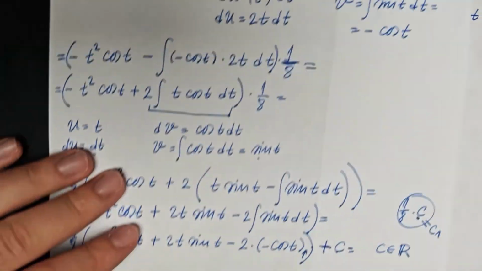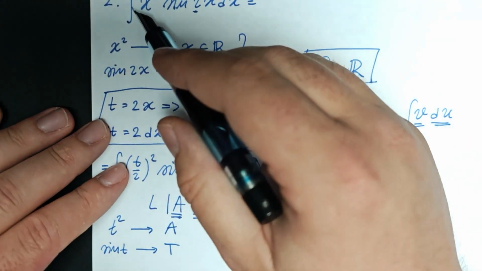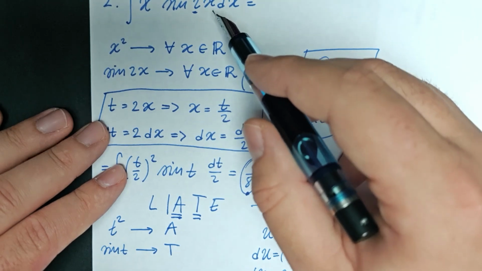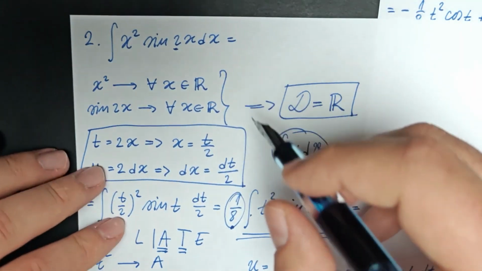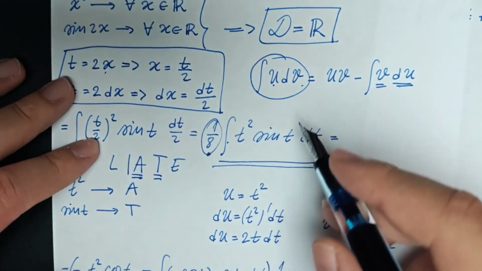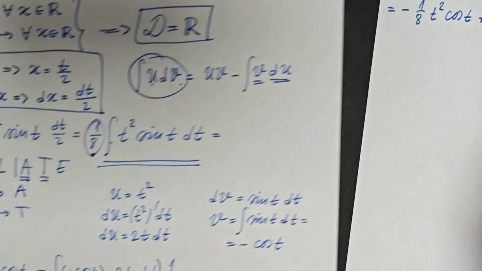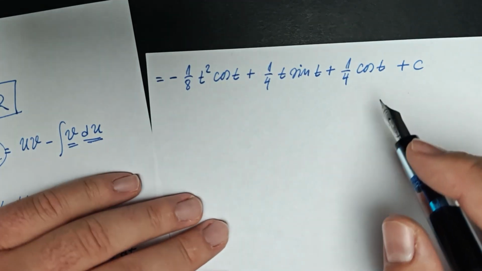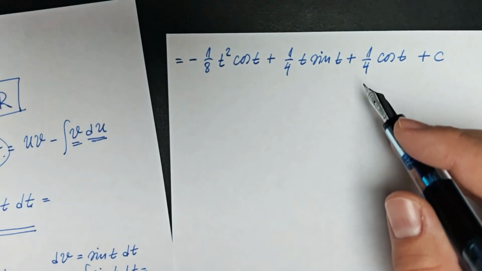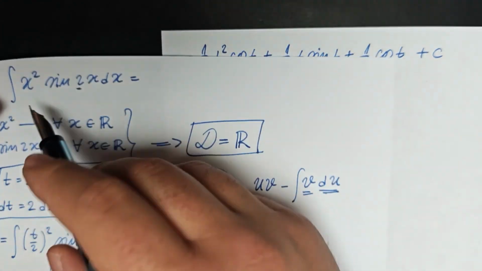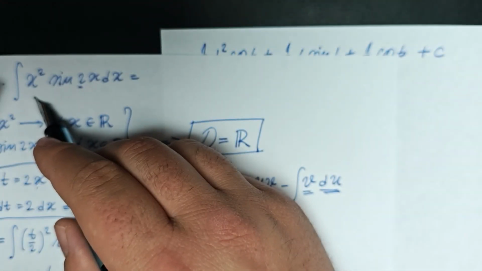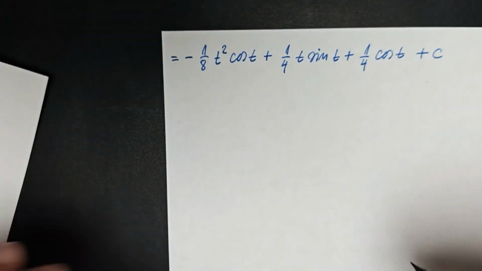Remember the integral which we have started from. It is an integral of x squared sine of 2x dx. And we have introduced the substitution here and then continued with that t. We have here t, but we need to return it to x, because we started from the integral with respect to x. So we are going to use that substitution that t is equal to 2x, and we are going to return it into the final result which we have gotten here.